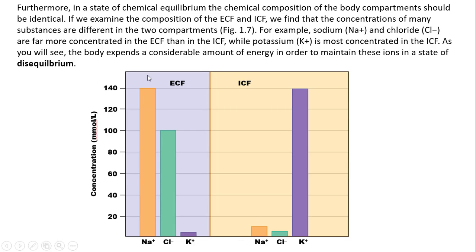Now we can look at this in another way. This is a graph from your textbook. In a state of chemical equilibrium, the chemical composition of the body compartments should be identical. But what we find is if we look at the composition of ECF and ICF, the concentration of many substances is different in the two compartments. So, for example, sodium and chloride are far more concentrated in the ECF than in the ICF, and potassium is more concentrated in the ICF than the ECF. As you'll see, the body expends a considerable amount of energy to maintain these ions in a state of disequilibrium.